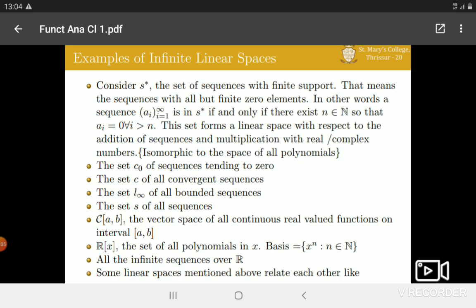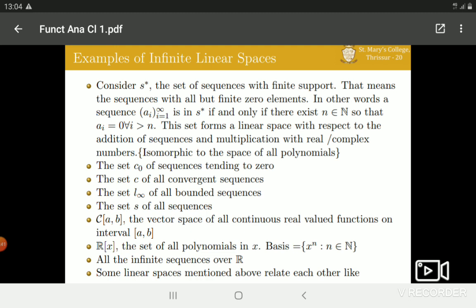Then coming to the function spaces, C[a,b], that is the vector space of all continuous real valued functions on the closed interval [a,b]. If I am taking the open interval (a,b) also, it is possible. C(R) is the vector space of all continuous real valued functions on the real line itself. Now R[x] is the set of all polynomials in x, and it has a basis x to the power n for every n element of natural numbers.